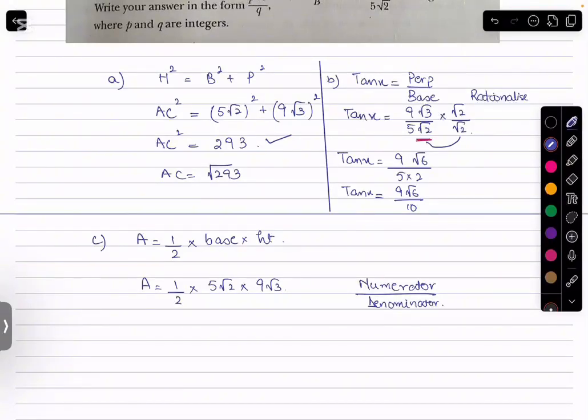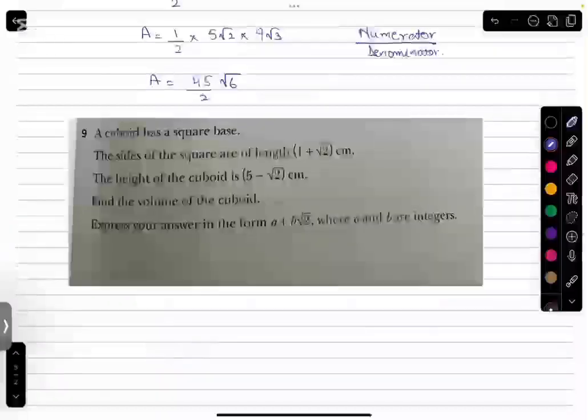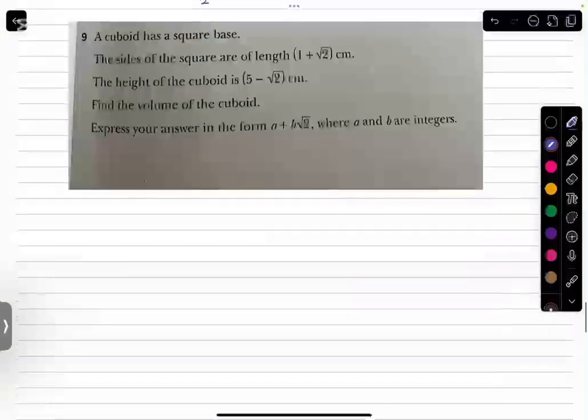And when I solve it, I can say it's 5 times 9, which is 45 over 2, and this is going to be root 6. That's the answer. What is P? P is 45. What is Q? That's just equal to 2 there. Is that okay? Yes.